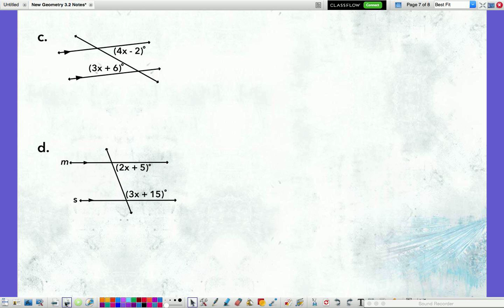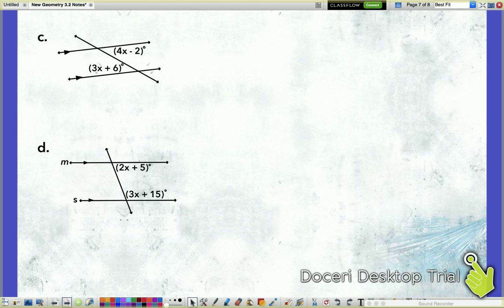Okay, this one's easier to see, obviously, because it's right where we need it to be. Let's get a pretty purple. Okay, so what kind of angles do we have in C?